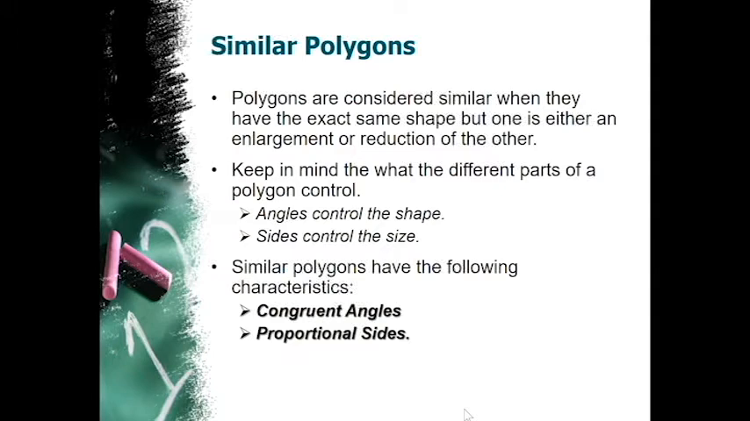They have congruent angles, which hold the shape together, and proportional sides, which means the size of it is different according to a scale factor.